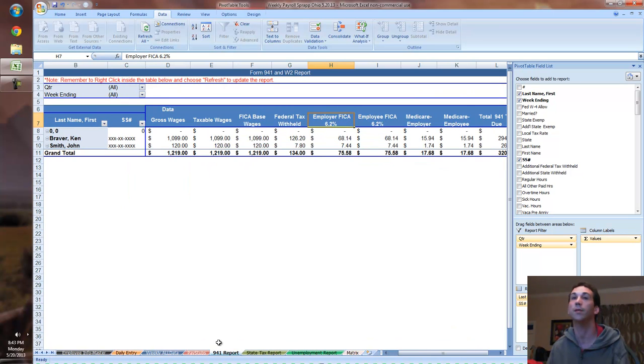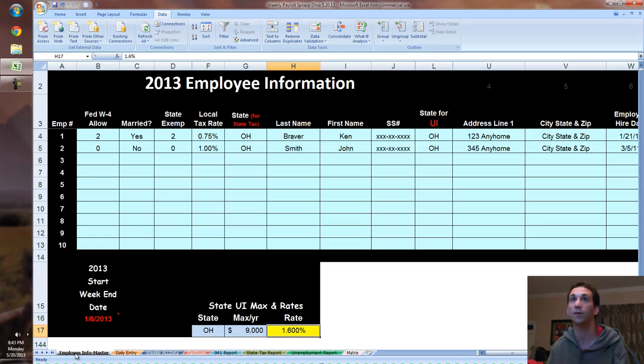And you can limit the amount of elbow grease that you have to put into doing your payroll, because I've tried to make it as easy as possible for you. I've been doing this for years, and everybody seems to like it.